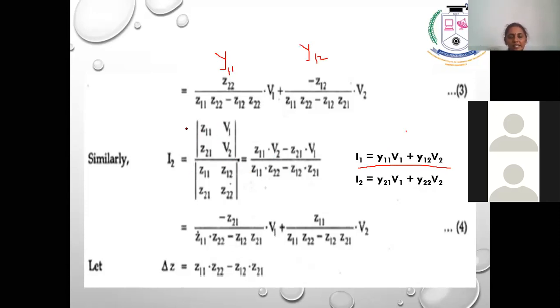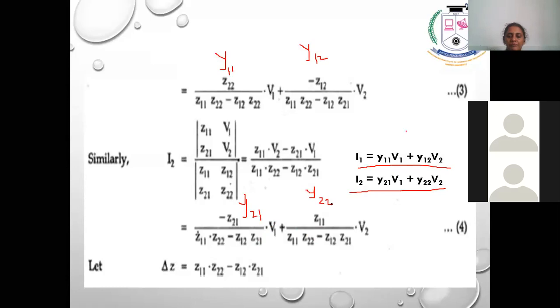Next, I2 is equal to del 2 divided by del. So you will have Z11 V2 minus Z21 V1 divided by Z11 Z22 minus Z12 into Z21. Now you separate and write it. When you separate and write it, you have to interchange because we are going to compare the coefficients of V1 and V2. So this will be minus Z21 divided by Z11 Z22 minus Z12 Z21 into V1 plus Z11 divided by Z11 Z22 minus Z12 into Z21 into V2. This will be the value for Y21, and this will be the value for Y22. You're just comparing; don't modify the equation or substitute it anywhere. You're just comparing and finding the answer.